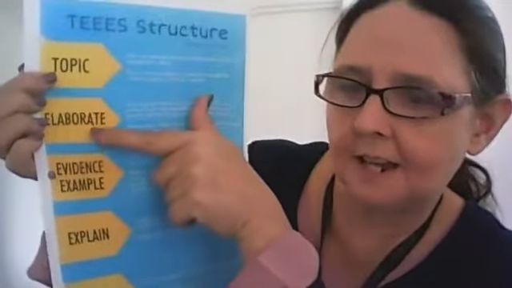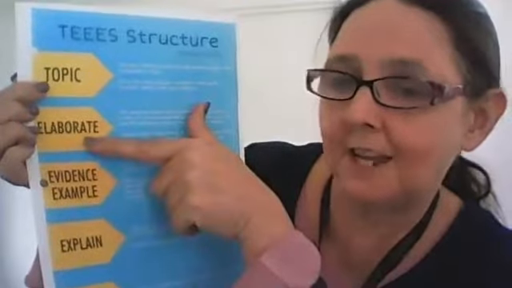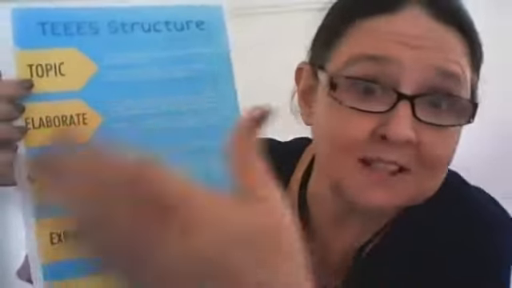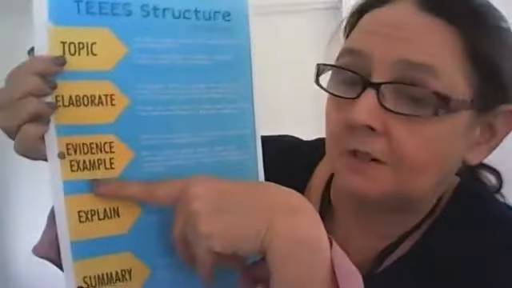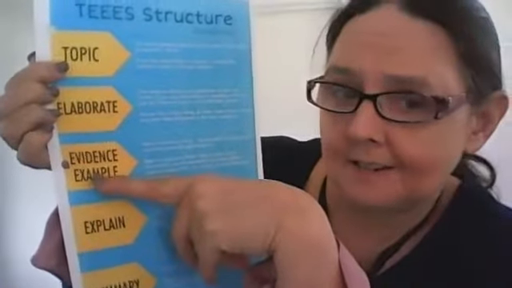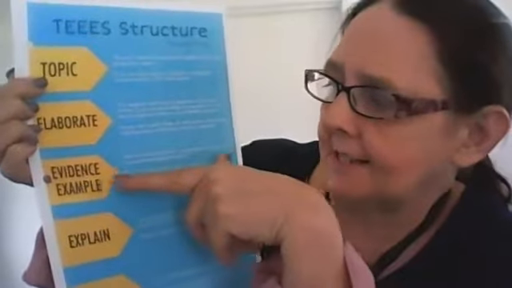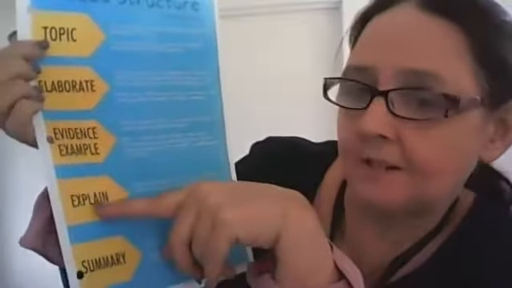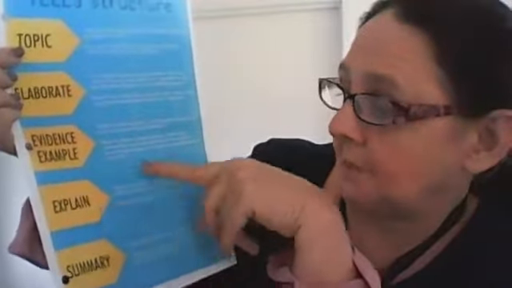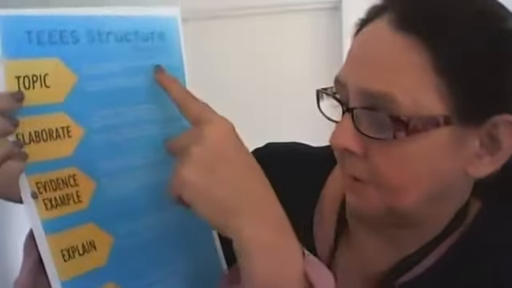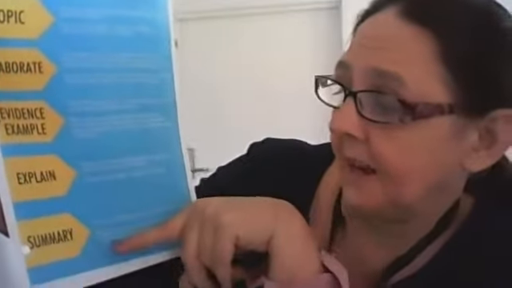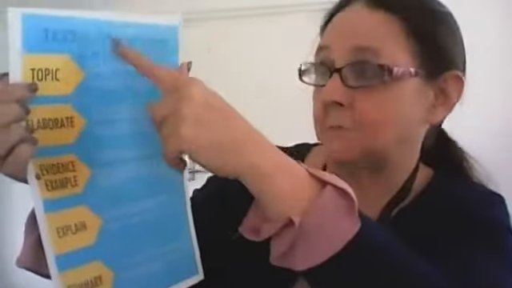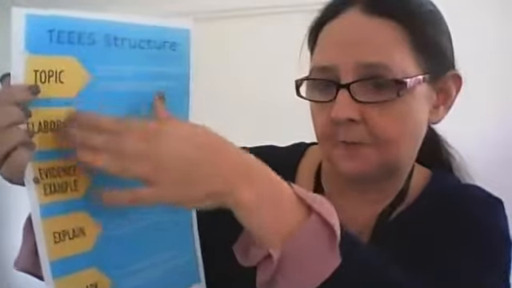So topic, and then elaborate. So first we write about the topic, then we elaborate, so we tell us more. Elaborate means give more information. And then we're going to do our evidence or example sentence. So we're going to show evidence or an example of that. Okay? So evidence. And then we're going to explain it all a bit more, explain how that evidence or example supports this topic. And then finally, we're going to summarise everything that we've said, especially we're going to say our topic sentence, but we link these things into our topic sentence.